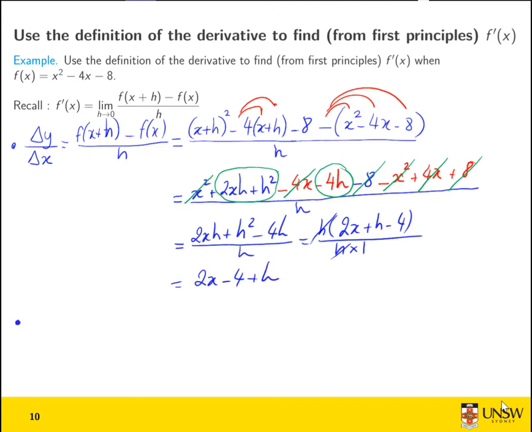Remember, the goal was to find the derivative, which is obtained by taking the limit as h approaches 0 of this average rate of change. So what we need to find is the limit as h approaches 0 of the rate of change, which we just calculated. So that's really the limit as h approaches 0 of 2x minus 4 plus h. The first two terms are fixed, they don't depend on h, and this one goes to 0. So the limit we get is 2x minus 4.